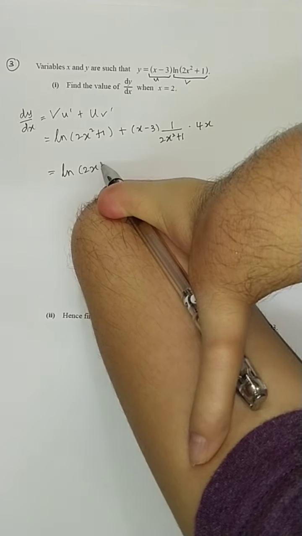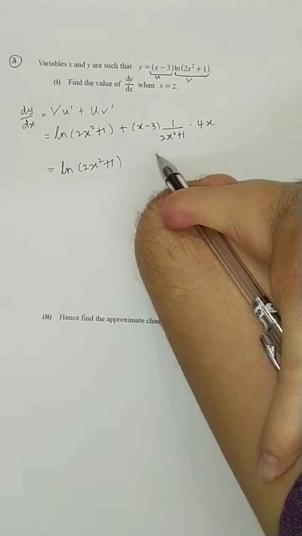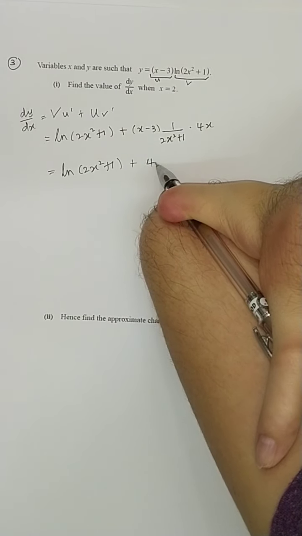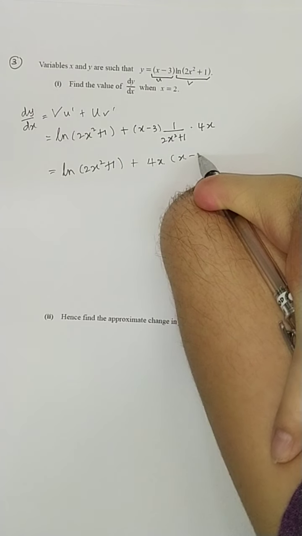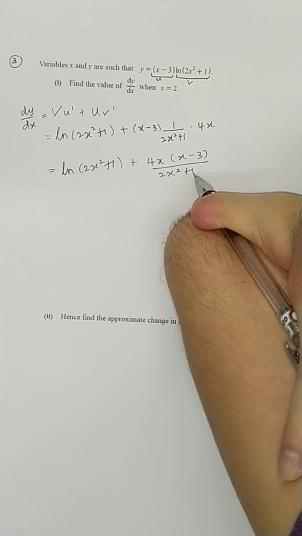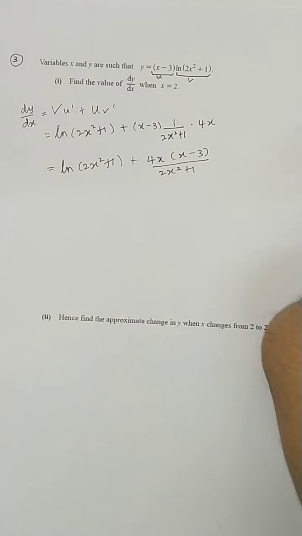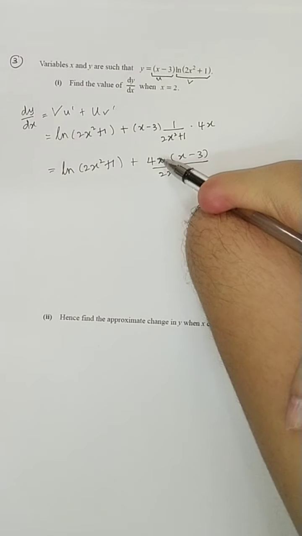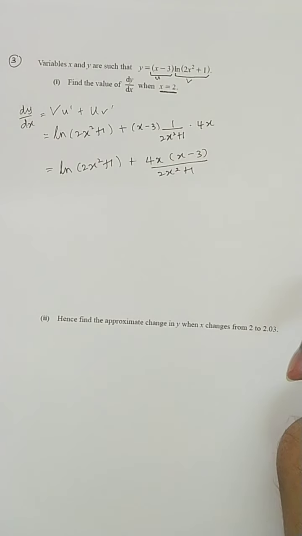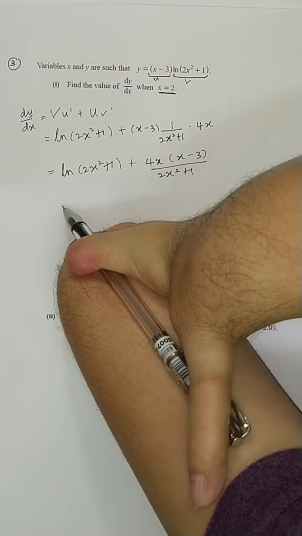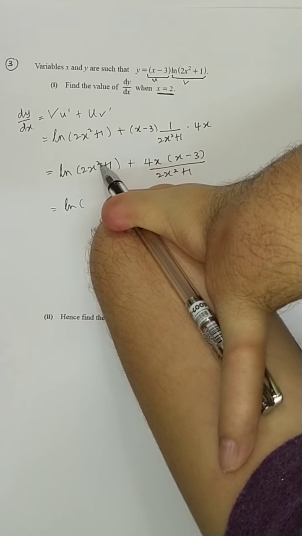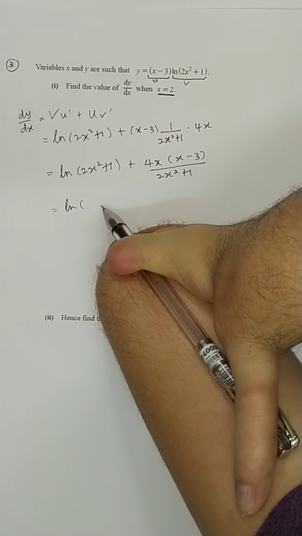So it's going to be ln(2x squared plus 1), plus this and this. So you can do it like this: 4x in bracket x minus 3 over 2x squared plus 1. If you look over here, I don't expand this one. Why? Because I need to substitute x equal to 2. Substitute x equal to 2 inside here. So you will get ln in bracket 2 squared, then multiply by 2, then plus 1.